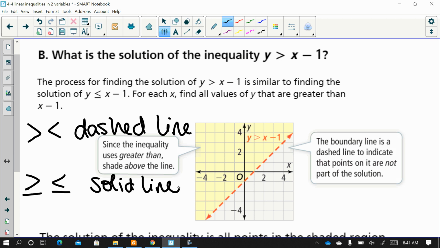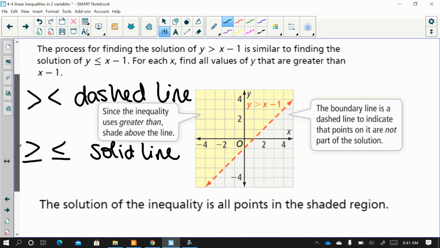The points on the dashed line are not actually part of the solution, just like when we had that open circle with regular inequalities. And again, our solution here is any point in this shaded region.